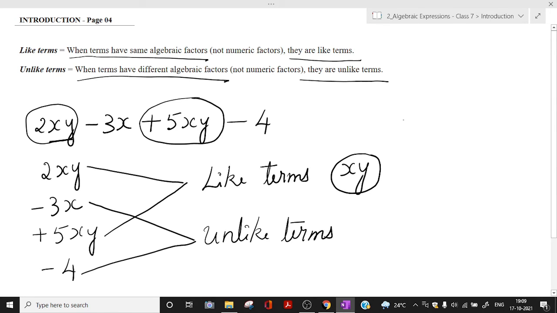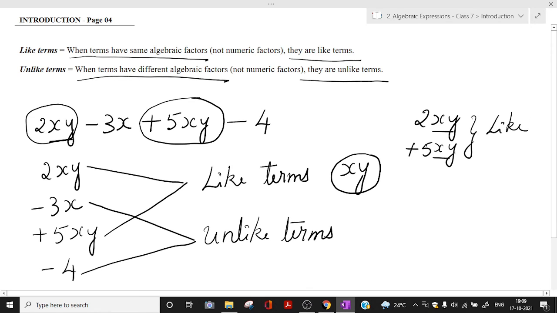2xy and 5xy both have xy. As such, they are like terms. Now I'm taking 2xy and minus 3x. What are these, like or unlike? Here it is xy and here it is only x. There is no y. As such, these are unlike terms. We don't look into the numbers.